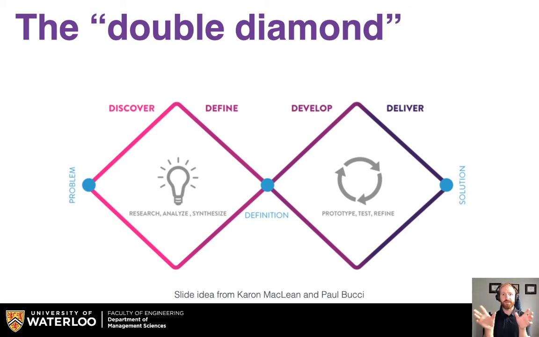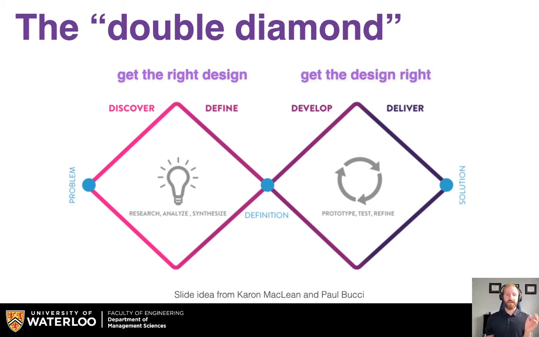But you can really think about these two activities. On the left, you get the right design. You discover the problem space. You discover the tasks that users are doing. And you start to define different requirements to come up with a definition of your problem space. You do this search for the right utility function first. Then you get the design right. Once you have the right specification of what you want to do, you then develop and deliver.